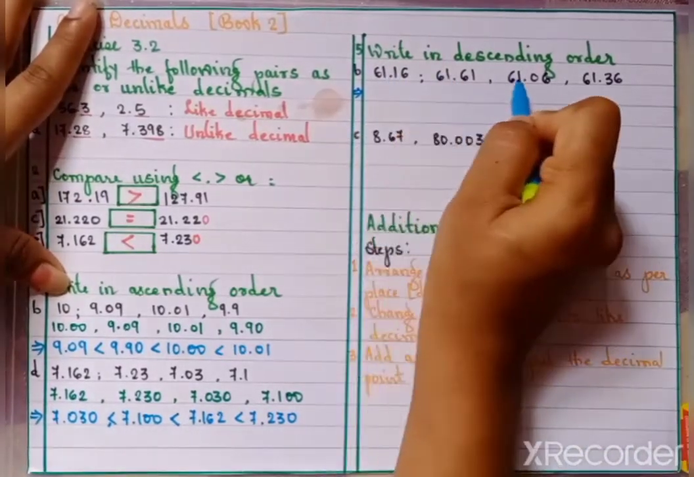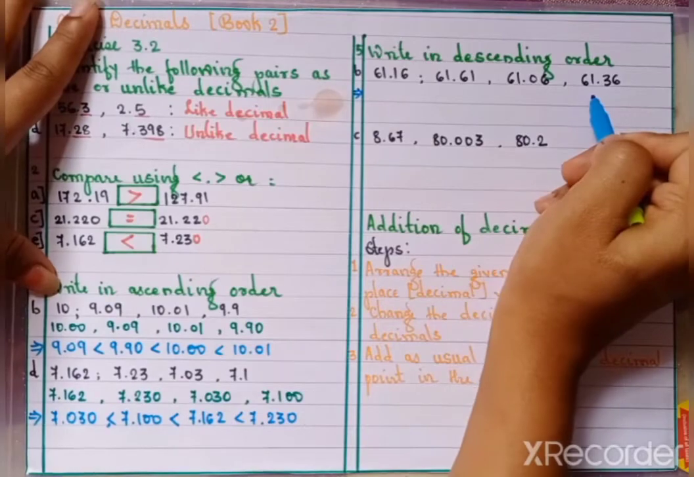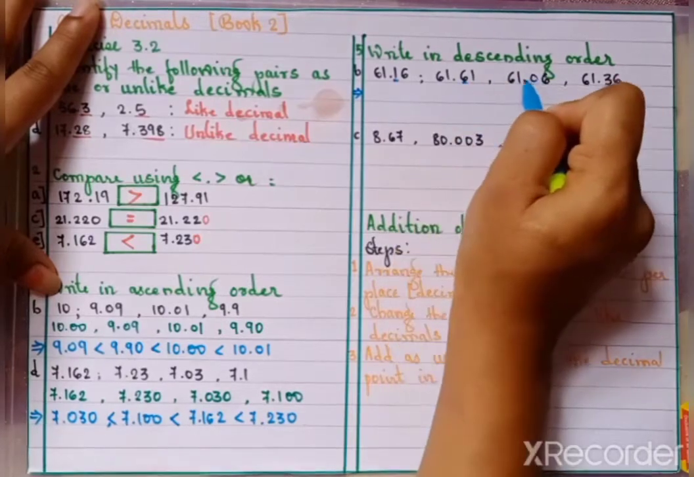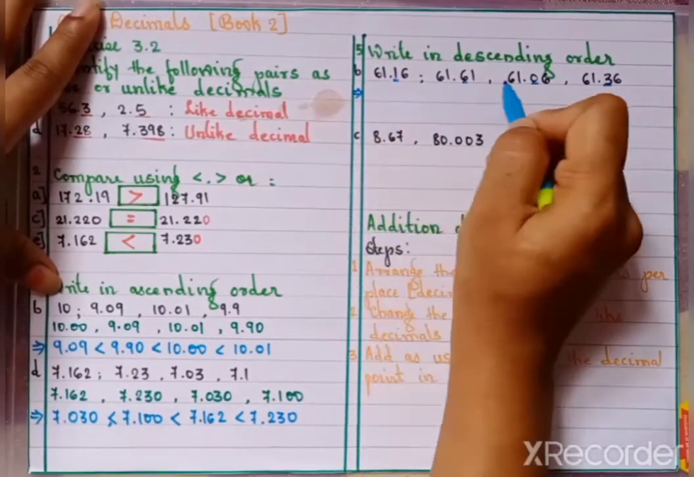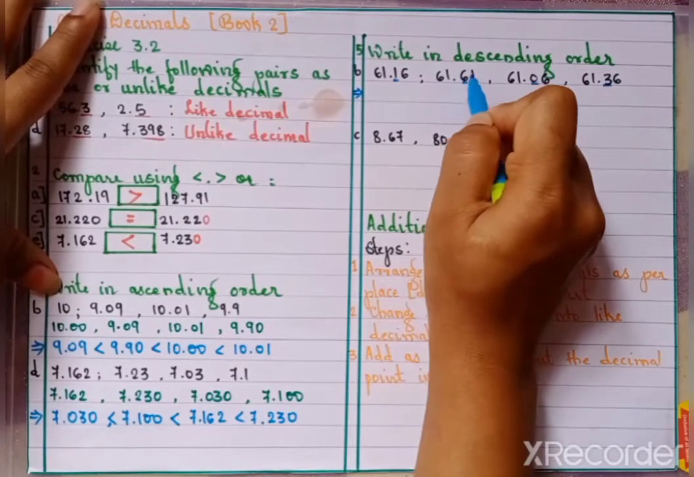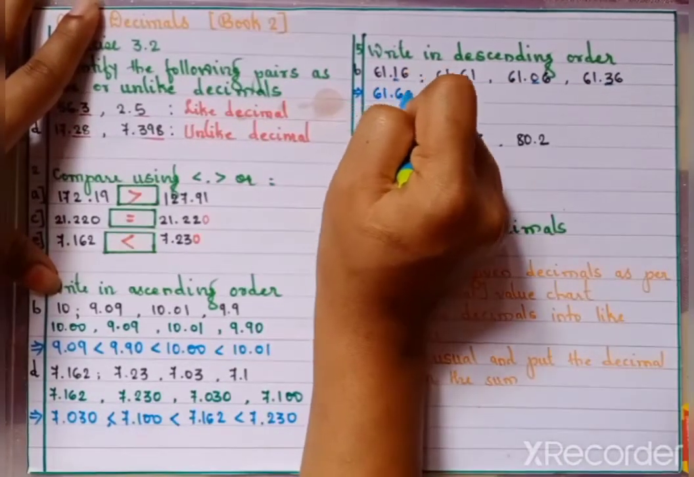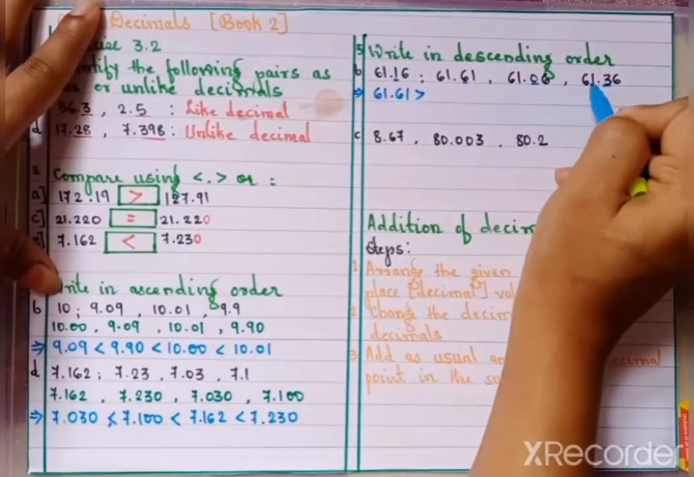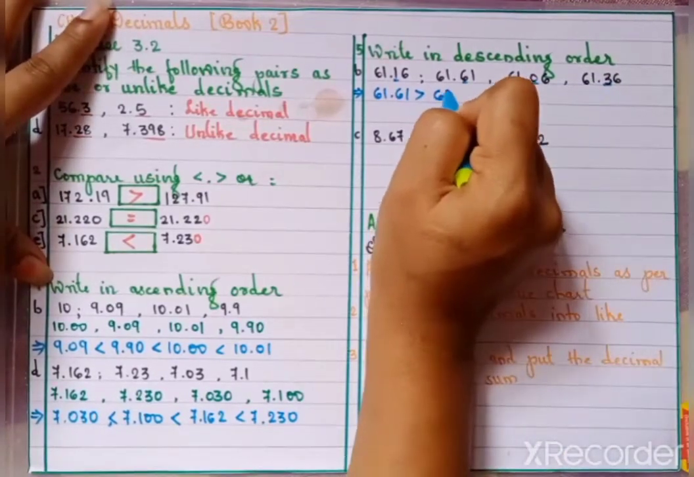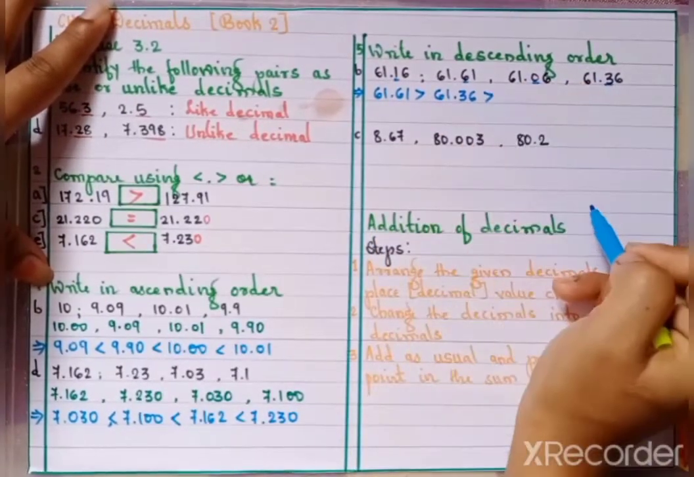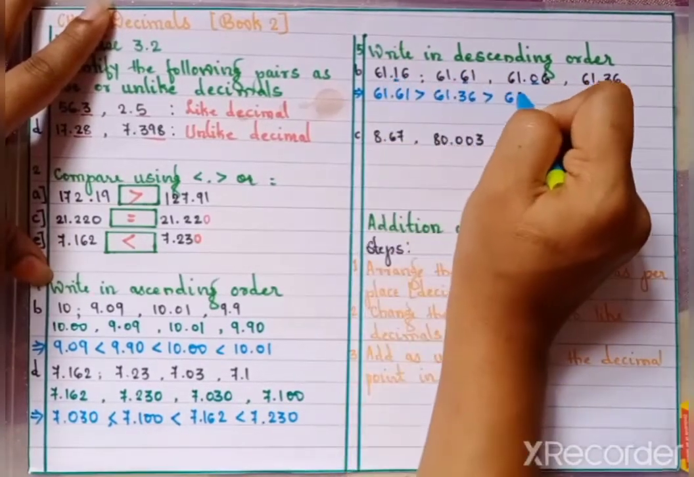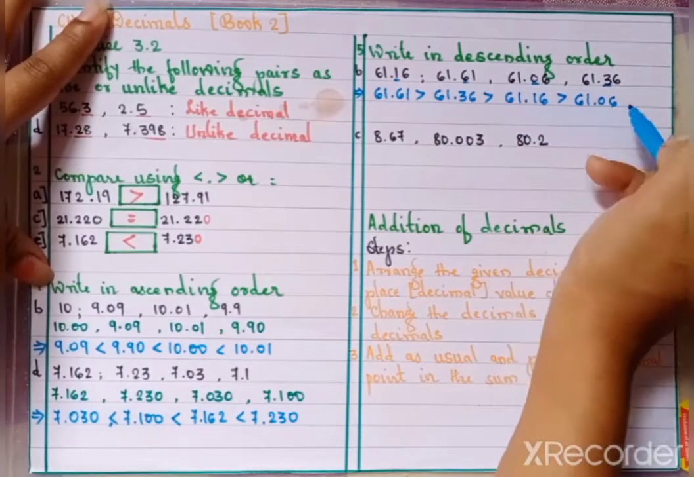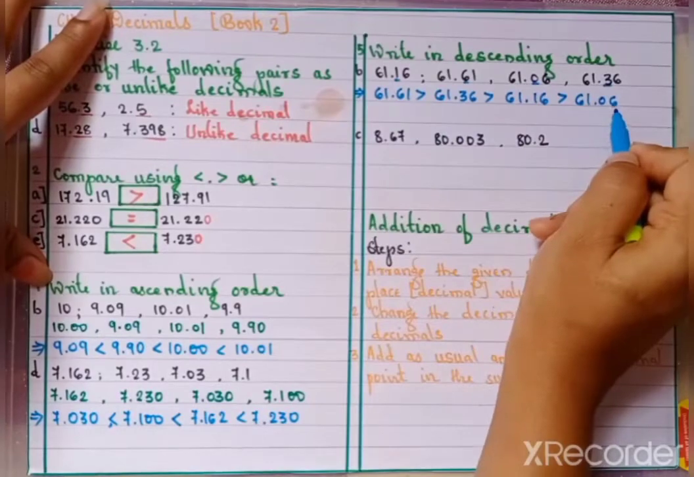So in the whole part, all decimals have 61. Let's compare the decimal part. Let's compare the tens place first. In the tens place, this decimal has 6, so we shall write this decimal first. 61.61 is greater than. Next, let's compare these decimals. So here we have the second decimal, that is 61.36, which is greater than. Then we have to write this decimal 61.16, and at the last we have to write 61.06. So this is how we have descended the decimals.